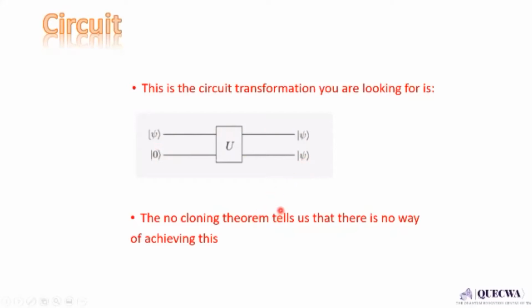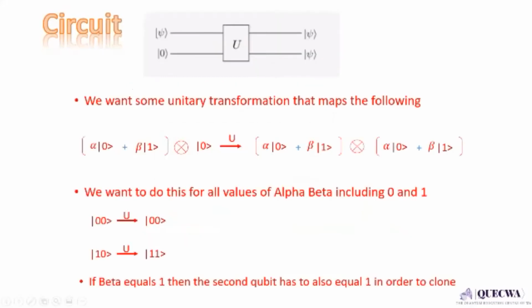Now, the no cloning theorem tells us there's no way of achieving this, so I'm just going to very quickly introduce you to the math, because it's always handy to know. So what does it actually mean? So here we have a product state going in to a unitary transformation. We want, as I just said in the last slide, psi and 0 to go to psi and psi. So we want this unitary transformation to undertake that process.